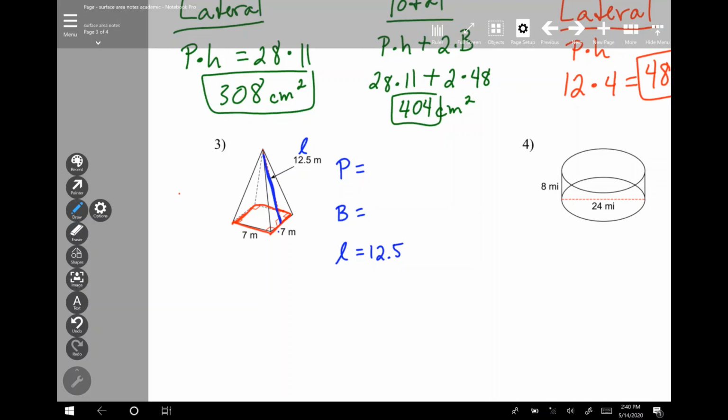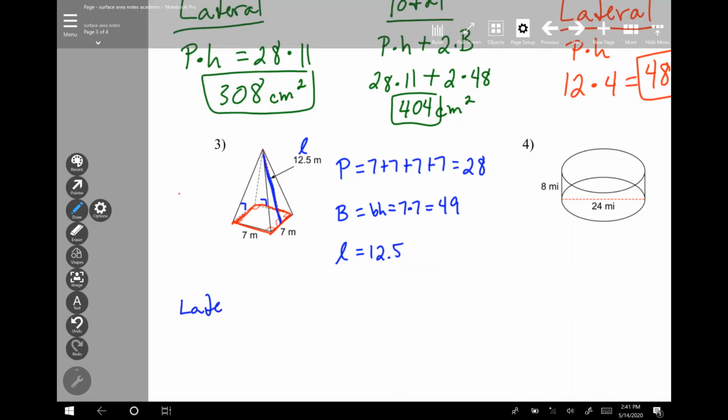Now, perimeter. Okay, it's a square, y'all. So there's 4 sides here. They're all 7 in this picture. So 7 plus 7 plus 7 plus 7. Could we do 7 times 4? Yes. Okay, so the perimeter of our base is 28. Now area of the base. Again, it is a square, so we will do base times height. But they're both the same, so 7 times 7, so it's 49.